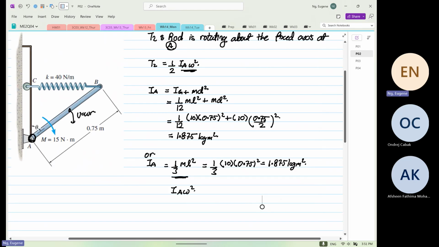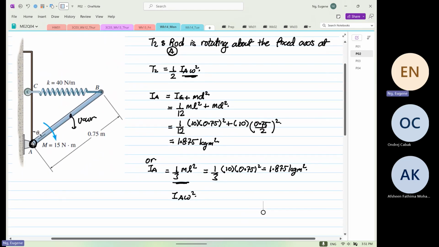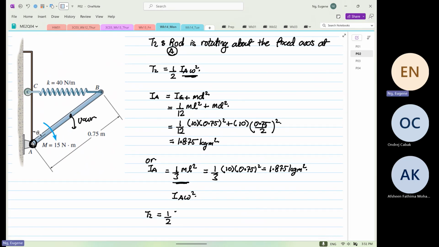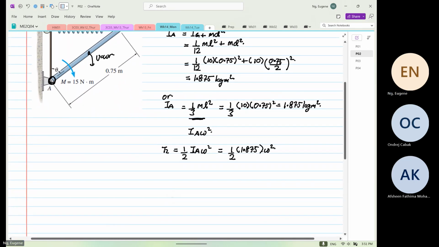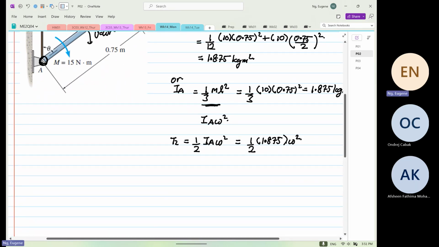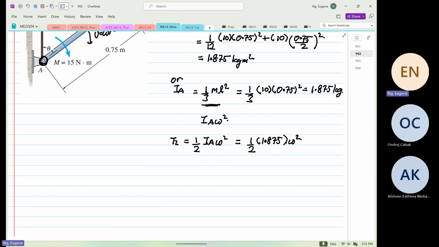So from here, you will have your T2 is equal to half IA omega squared. So you got your half, and then you got your A, and you got your omega squared. Okay, so therefore, someone wants to put up her hand. Sorry, I forgot about you. Yes.